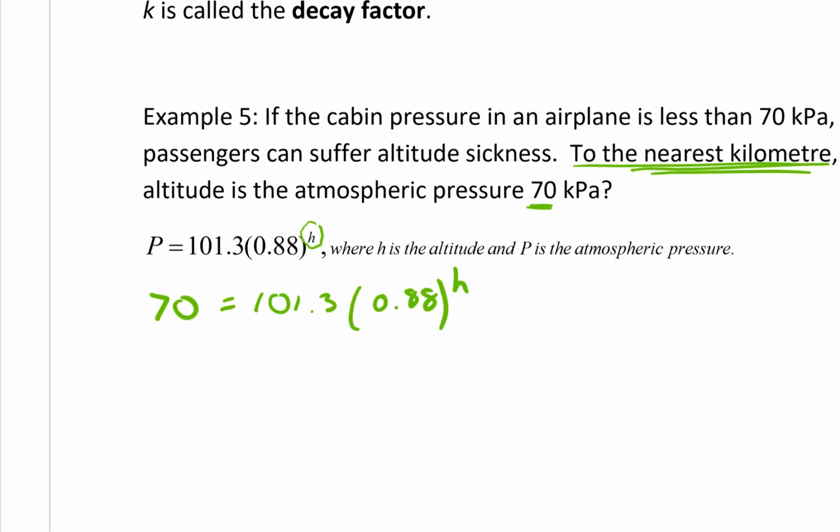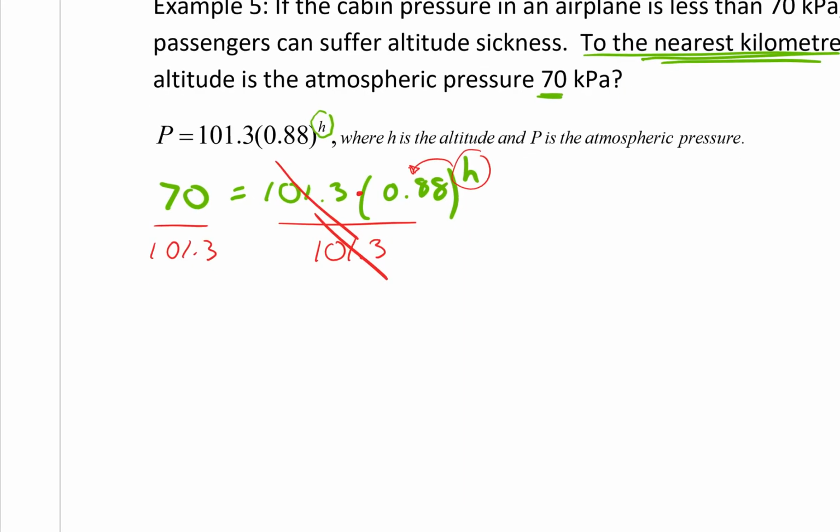Well, same thing. We want to peel everything away so that H is by itself. So we're going to start by dividing by 101.3. Be careful here. You can't do this multiplication, right? Because H is attached to this number. So we can't do that multiplication. We have to leave that attached there.